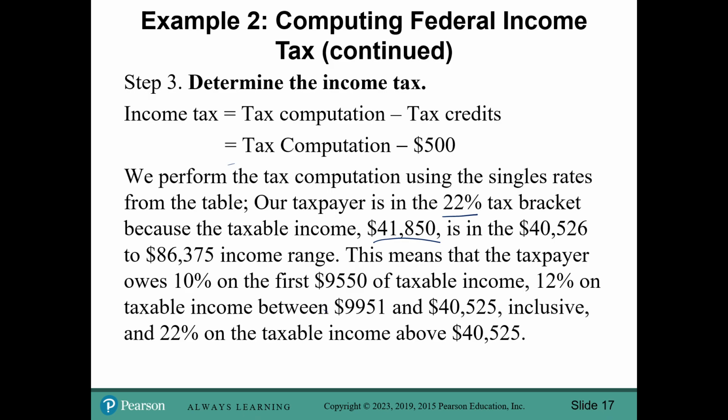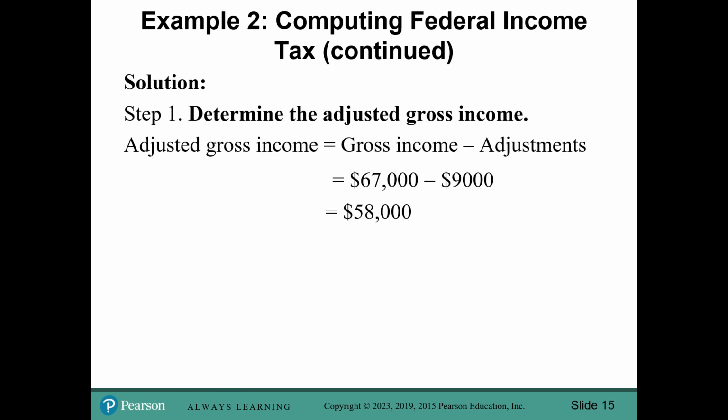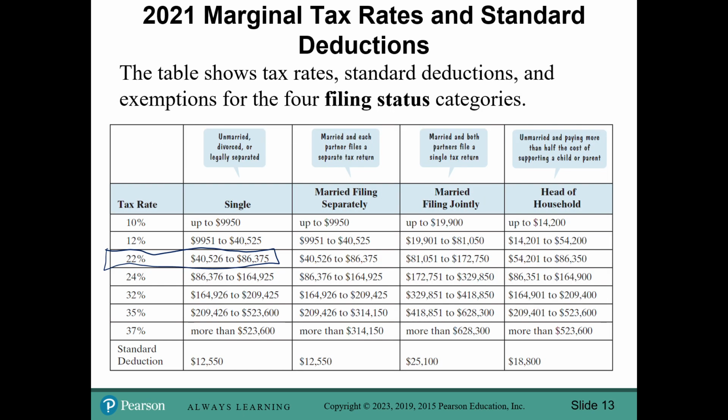So it says 10% on the first $9,550 of taxable income. Our person scored right here at this 22%, but the first $9,950 is only taxed at 10%. What remains between this number and this number is then taxed at 12%. And then whatever he makes over that $40,526 is taxed at 22%. So he's not truly taxed at 22% overall. Just that last $1,000 or so is taxed at 22%.